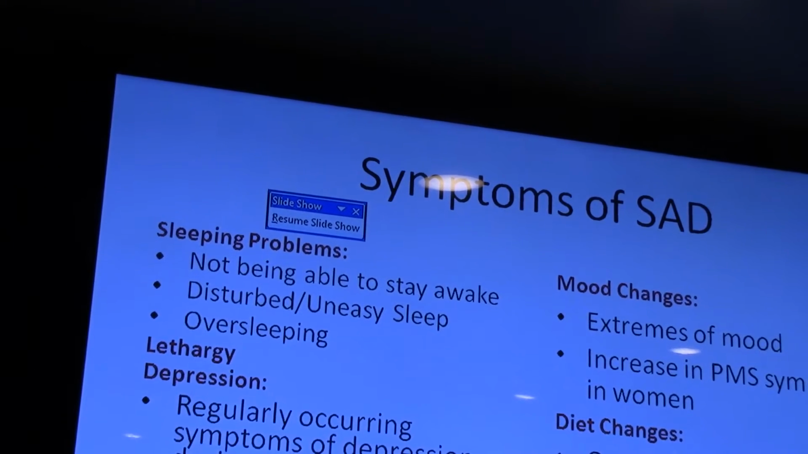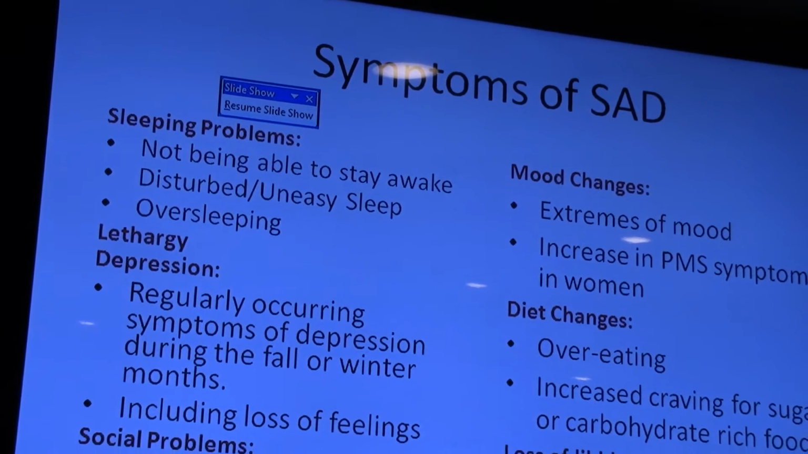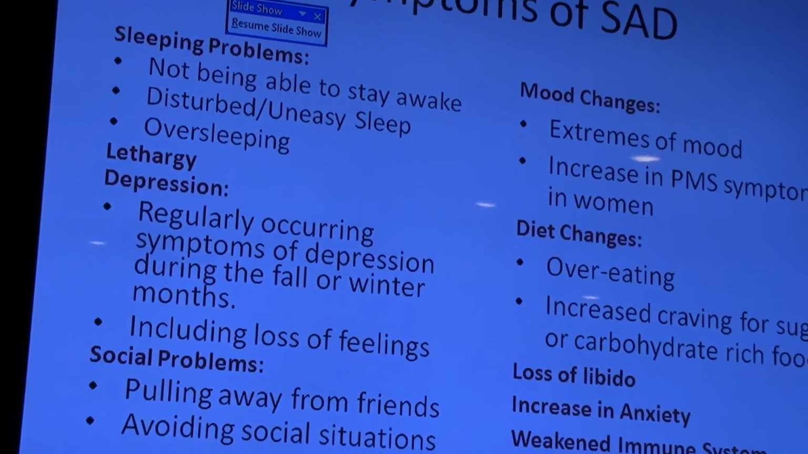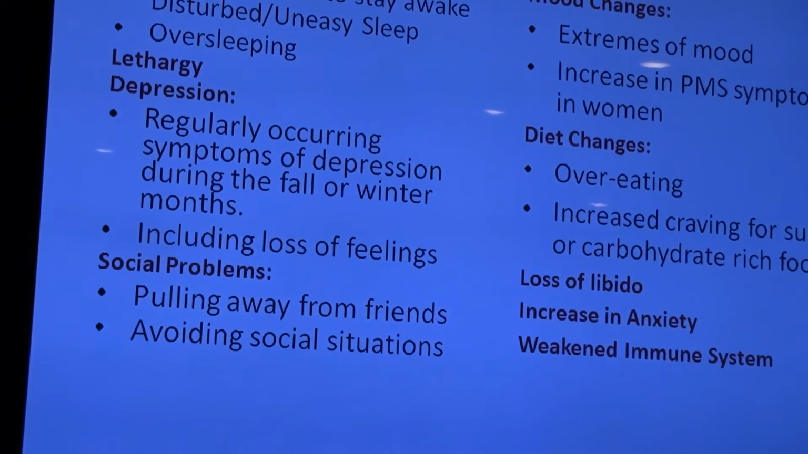Depression, which only occurs in the winter months. You're only going to have depression in the winter months. You also experience a loss of feeling. For example, certain activities that you do throughout the year that you really experience happiness through, you're not going to feel any emotion. And there may be certain things that make you angry, and you're not going to feel anything for them. Social problems: basically, you're going to avoid social situations, which usually happens during depression. You're not going to want to go hang out with your friends.